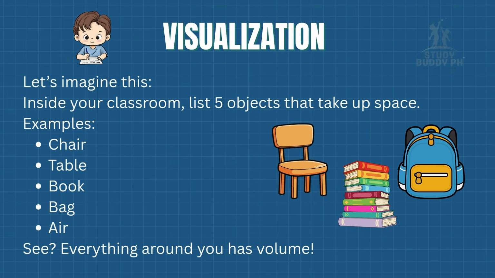Let's imagine this. Inside your classroom, list 5 objects that take up space. Examples: chair, table, book, bag, air. See? Everything around you has volume.